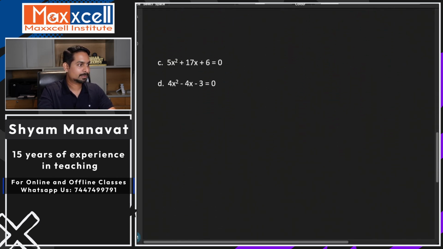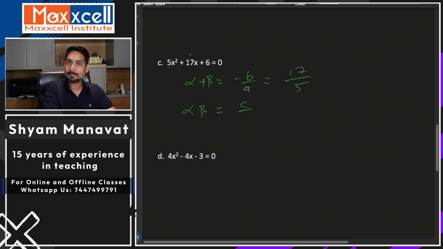Good. Now tell me for c, what is that? Let me directly write. Alpha plus beta equals minus b upon a. That minus b, so b is what? Plus 17 here. We don't write plus. And a is what? 5. Product of roots, alpha into beta. What is the formula? c upon a. What is c here? 6. a here, the coefficient of x square, 5. That gives the sum of roots and product of roots.